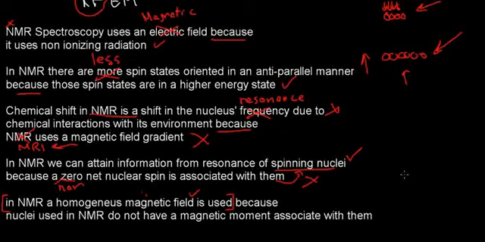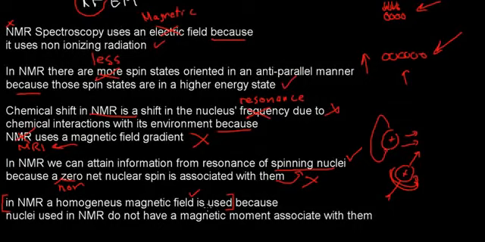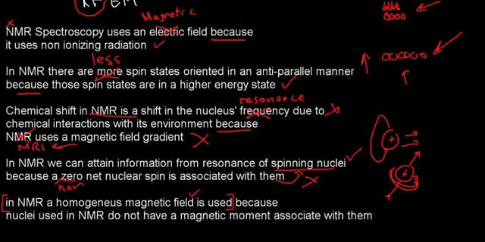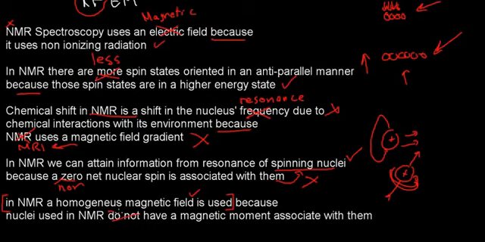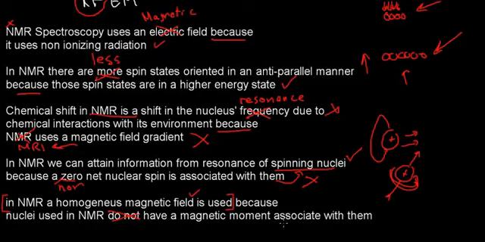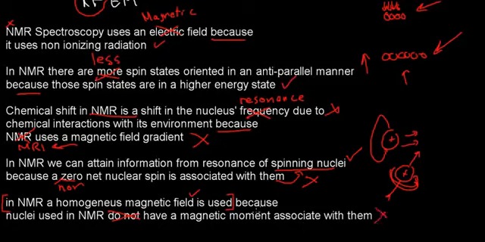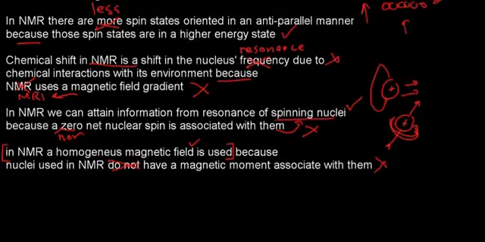But the first thing that we learned about spinning nuclei, this is my spinning nuclei, it has a charge and it's spinning, and it is a physical law that when you have a charge that is moving, it is associated with a magnetic field. So nuclei used in NMR have a magnetic moment associated with them. And this is how I would fix it. The second statement is incorrect, while the first statement is correct. And I believe this is it. Am I correct? Yes, this is it.